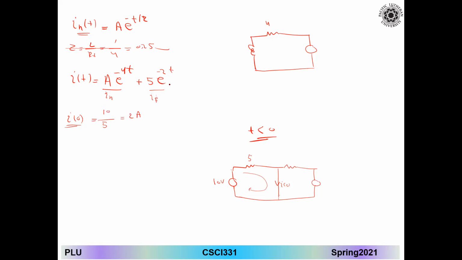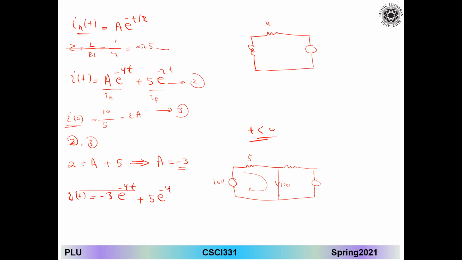Now let's apply that in the previous one. Here is equation number 2, and here is the number 3, and I will use 2 and 3. Here is the 2 amps. I apply t equals 0, so that means A plus 5. So you end up with A being minus 3. So now we can write our general equation: I of t will be minus 3 e^(-4t) plus 5 e^(-2t), sorry, not 40, 4t. That's the general response.